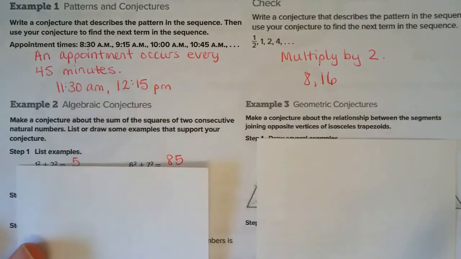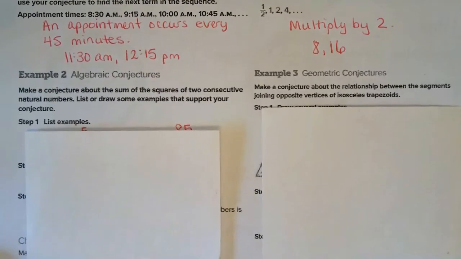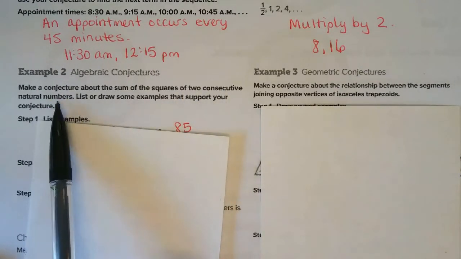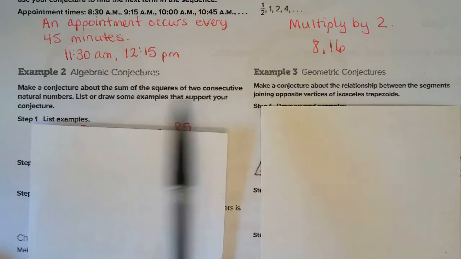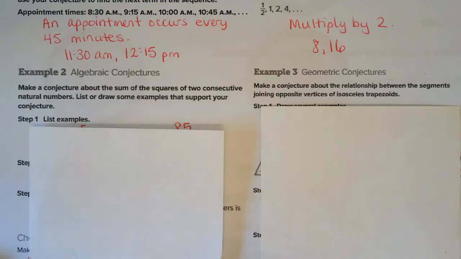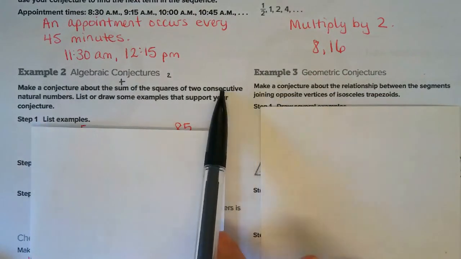Example number 2, we're going to use algebraic conjectures. Make a conjecture about the sum of the squares of 2 consecutive natural numbers. List or draw some examples that support your conjecture. So first off, a lot of vocab. Sum means that we are adding. Square means that you're doing it to an exponent of 2.